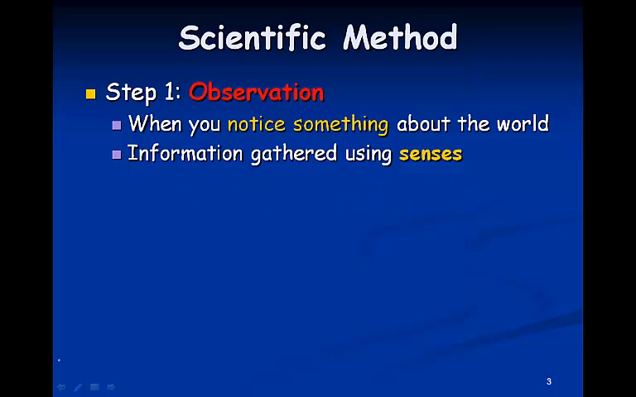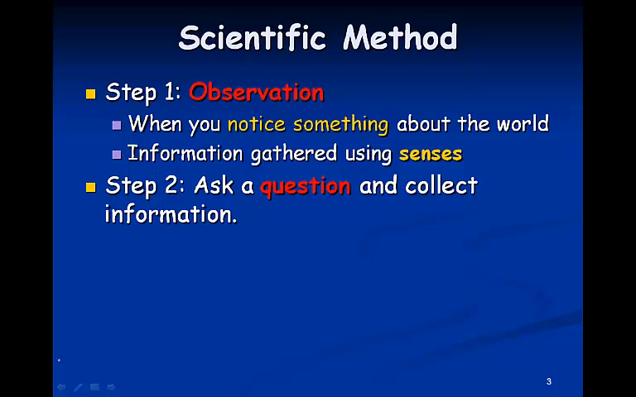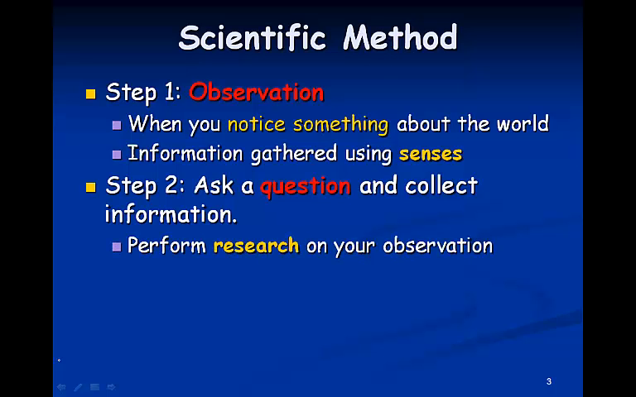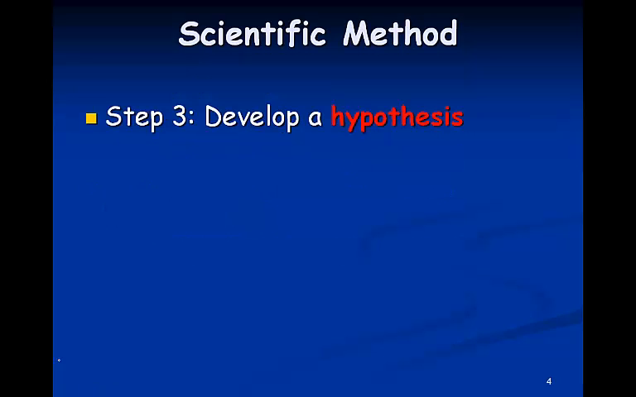The second step is to ask a question. Questions are the most important thing in science. It's the basis of all science. When we ask a question, we're going to go through and perform some research to see if there's already an answer to our question. Next, we're going to develop a hypothesis.